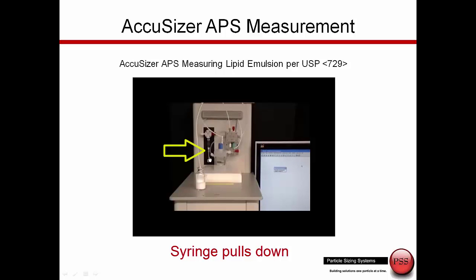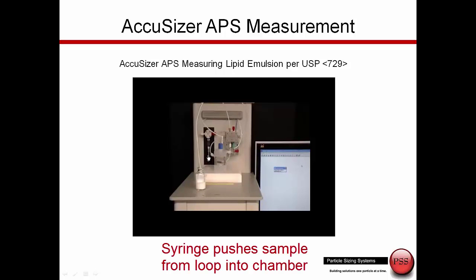You see the syringe moving down here, and what we're going to do now is start transferring the sample from the sample loop into the dilution chamber here. And so now as you see that rising up, you'll see the sample entering into the mixed chamber. So this is the dilution chamber.